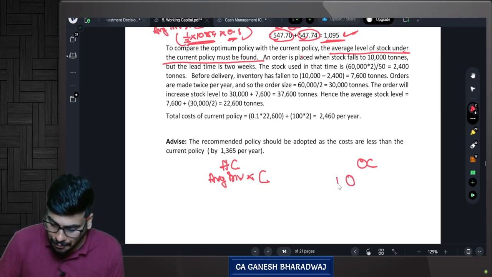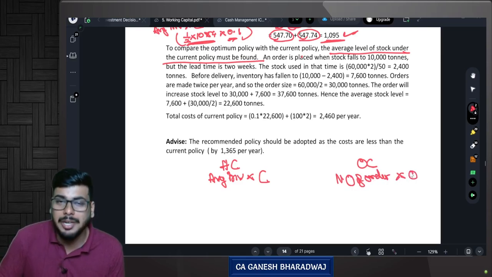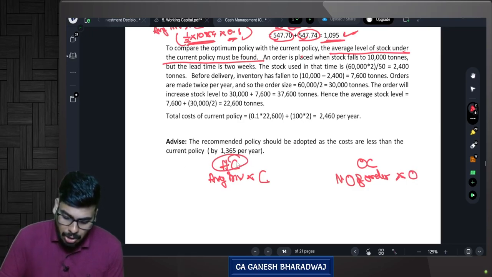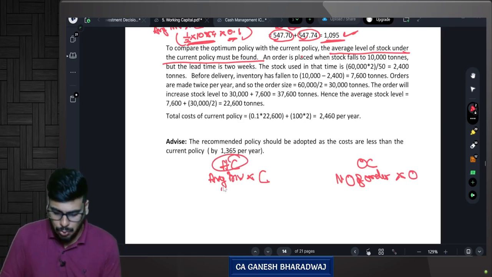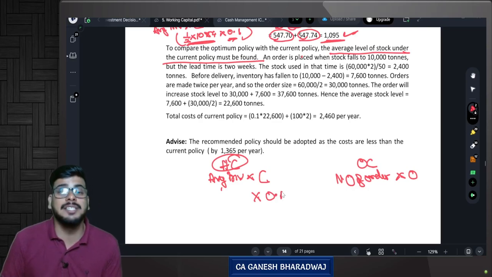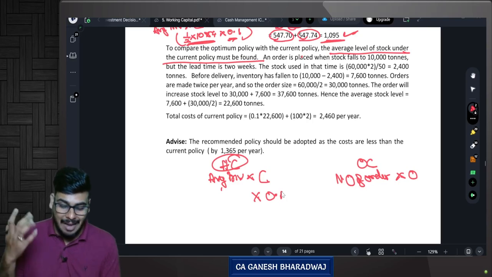Ordering cost is nothing but the number of orders in a year multiplied by the ordering cost per order. Yes or no? Now, holding cost is average inventory into the carrying cost per unit per annum. What is the carrying cost per unit per annum? The carrying cost per unit per annum is 0.1. Now you tell me what is going to be my average inventory.